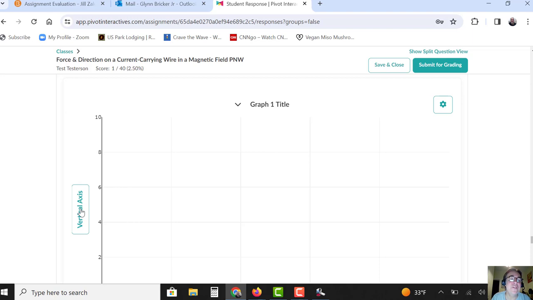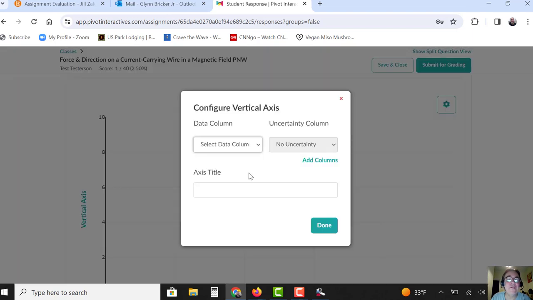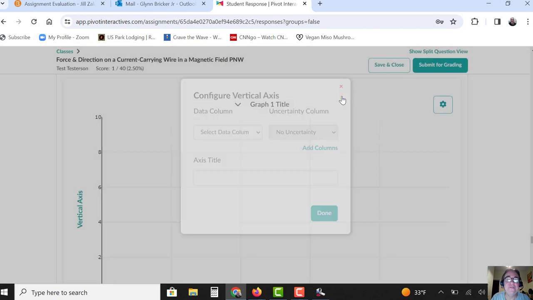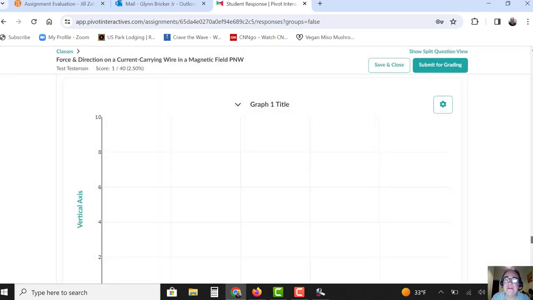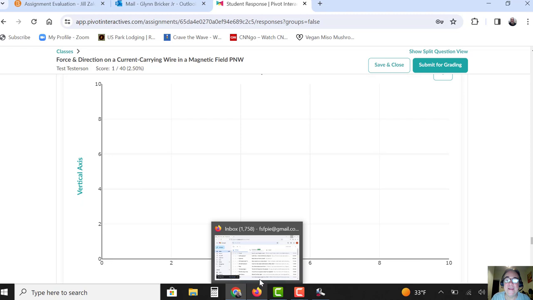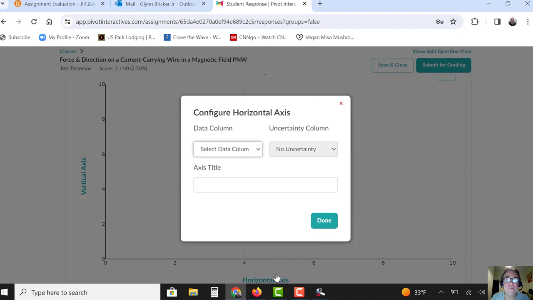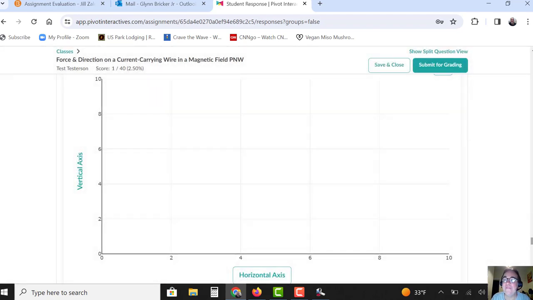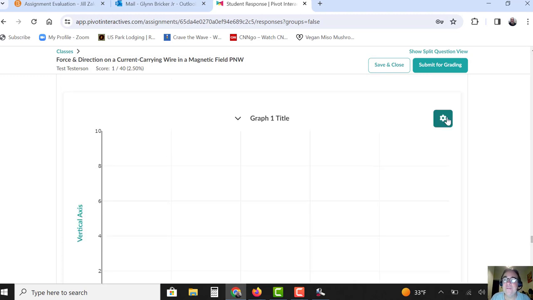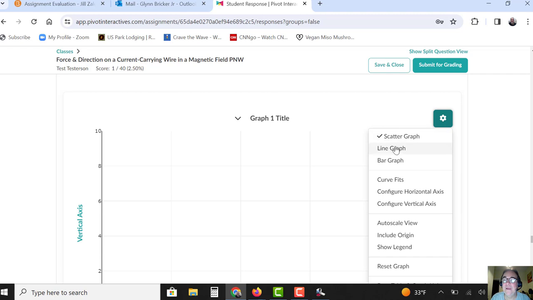So we did graphs in a previous lab. On the vertical axis here, you could select whatever you want to put there, and you can call it whatever you want to. And if you click here, horizontal axis, you can click whatever you want to put there. In just a minute, I'll tell you what we're going to be graphing and the reason for that. And then it's going to be a linear graph, so you can put a line graph there.